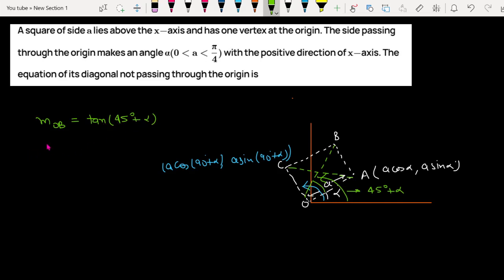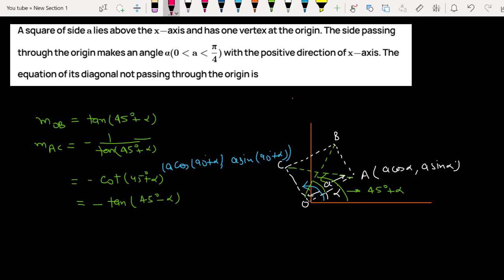So can I say that the slope of AC will be minus 1 upon tan(45 plus alpha), because both are perpendicular. So minus 1 upon tan theta is nothing but minus cot theta, and cot theta can be written as tan(90 minus theta). So that will give us tan(45 degree minus alpha). Now we got the slope. Now we have to find the equation.